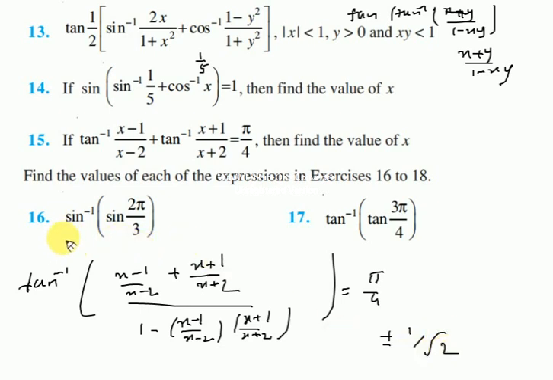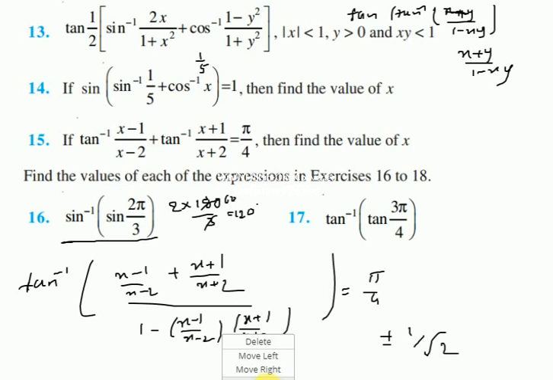Again, many students will write the answer to question number 16 as 2 pi by 3, but it is not 2 pi by 3, because 2 pi by 3 means 2 into 180 divided by 3, which is equal to 120. 120 is not in the principal branch for sin inverse. Therefore, how can you find this one?